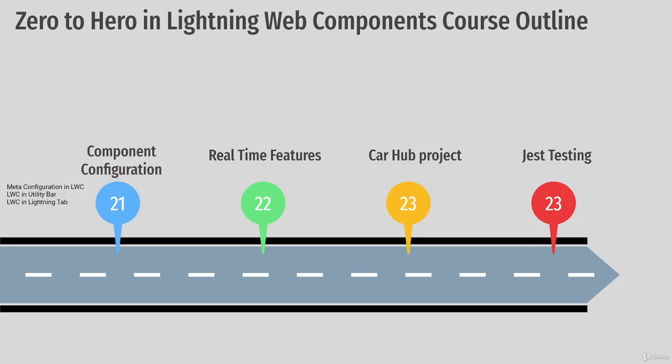After that, we will go to our main project, that is the Car Hub project. Whatever we learned till now, you're going to utilize each and everything under this project. It's going to be a very big project. And at the end, we'll explore Jest testing, and we'll cover most of the scenarios under Jest testing, like Apex, wire service, data communication, two-way data binding, and everything we're going to cover under this section.